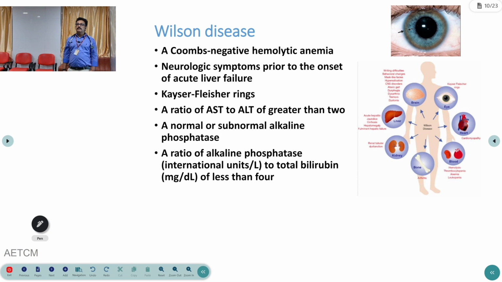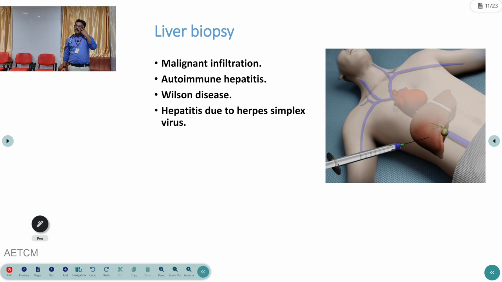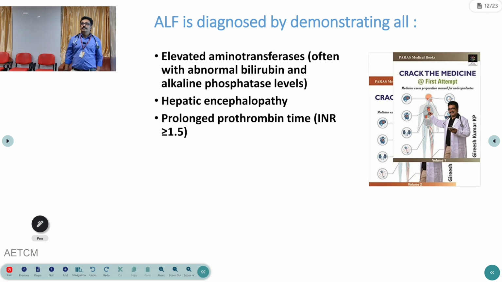Wilson disease, one of the easiest things can be detection of KF ring. Then you can go for alkaline phosphatase, serum copper, all these things can be checked in patients who have suspicion of Wilson disease. Families should be traced. Now some patients may require liver biopsy, if you are suspecting malignant infiltration, autoimmune hepatitis, Wilson disease, hepatitis due to herpes simplex virus, these are some of the indications for liver biopsy. Otherwise routinely we don't do liver biopsy in patients with acute liver failure.